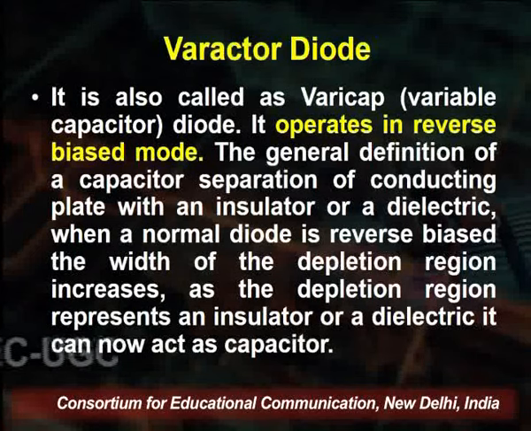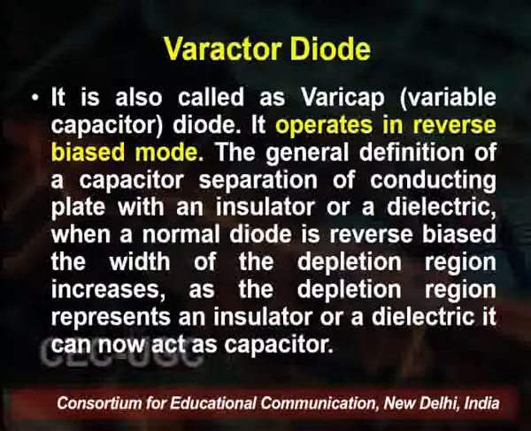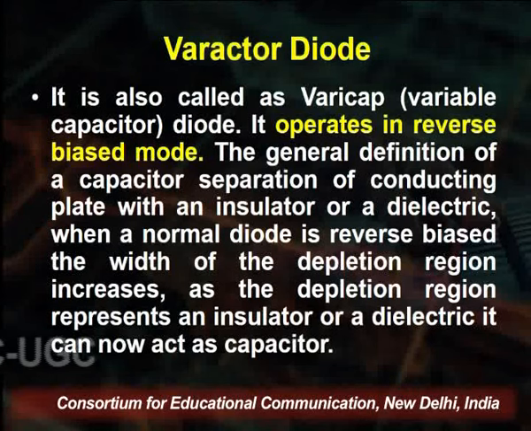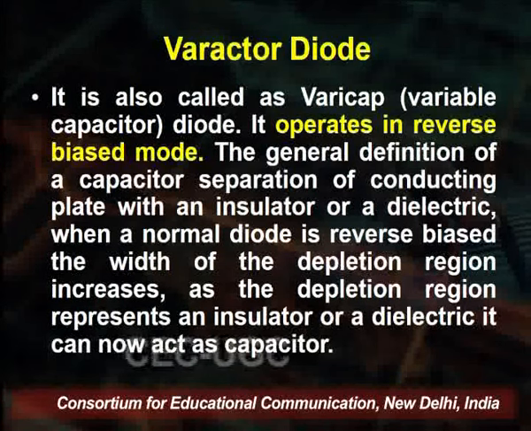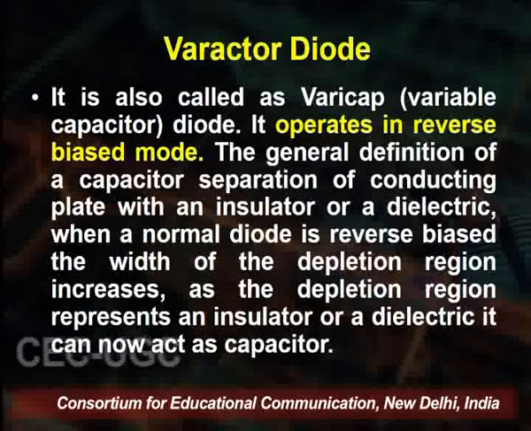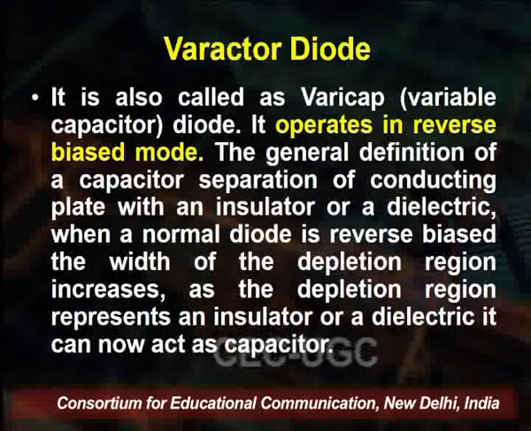Varactor diode, and it is also called a varicap, variable capacitor diode. It operates in the reverse biasing mode. So like the photodiode, it is also working in a reverse biasing mode. The general definition of a capacitor: separation of conducting plates with an insulator or a dielectric. When a normal diode is reverse biased, the width of the depletion region increases. As we know, in reverse biasing the depletion region represents the insulator, as a dielectric, so it can now act as a capacitor.